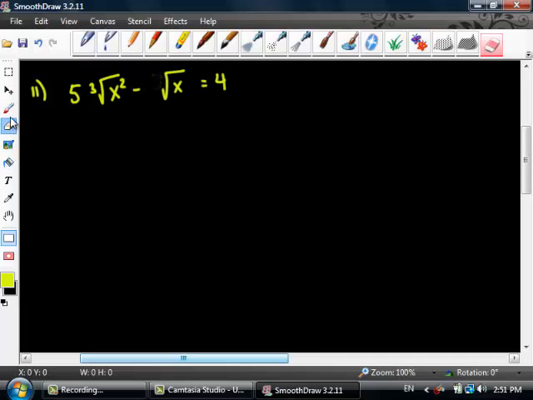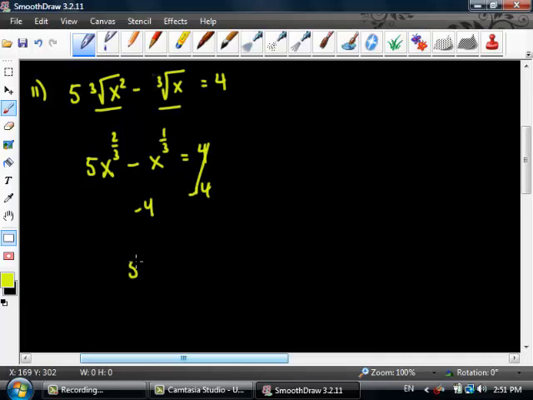So what you have to do is you have to convert these into fractional exponents. This is really x to the 2/3 minus x to the 1/3 equals 4. And don't forget, there's a 5 hanging out here. So now I'm going to subtract 4 from both sides. 5x to the 2/3 minus x to the 1/3 minus 4 equals 0.